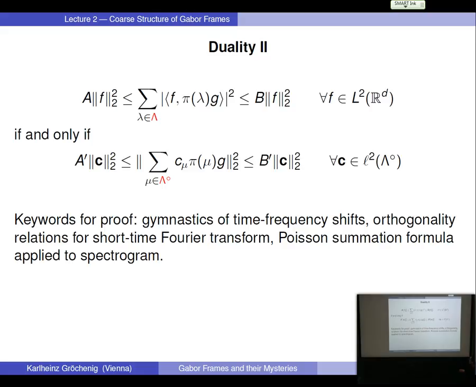Just to show you. Here we have the frame condition. The discrete L2 norm of inner products is equivalent to the continuous L2 norm. And that holds, and here is the lattice lambda. That holds if and only if we have the complementary statement. Here we have sequences inside. Here we have functions inside, linear combinations. And the continuous L2 norm is equivalent to the discrete L2 norm. So even in the formulations, you see a certain duality.